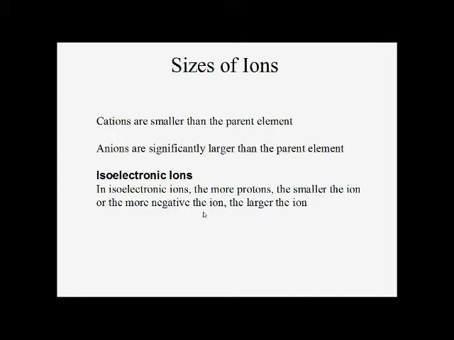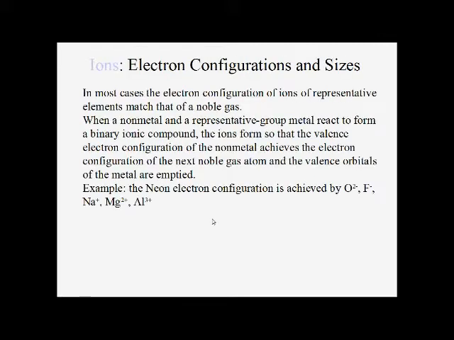When we have an isoelectronic series, a series of ions that have the same number of electrons, the one with the more protons is the smaller ion. The one with fewer protons is the larger ion. So if we look back here, all these ions have the same number of electrons as neon, so they're all isoelectronic with neon.